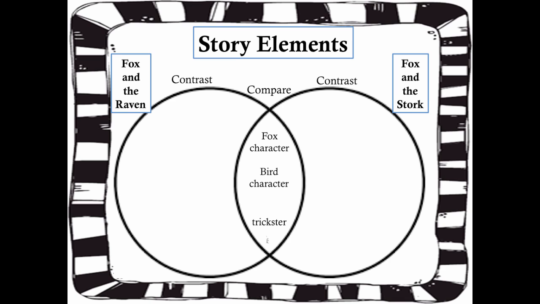Okay, did you get it? It's the fox. The fox is the trickster in both stories. In The Fox and the Raven, he tricks the raven so that he can get the cheese. And in The Fox and the Stork, he tricks the stork. He invites him over, really kind of realizing that he's not going to be able to have any of the food. All right, let's try and do a contrast.